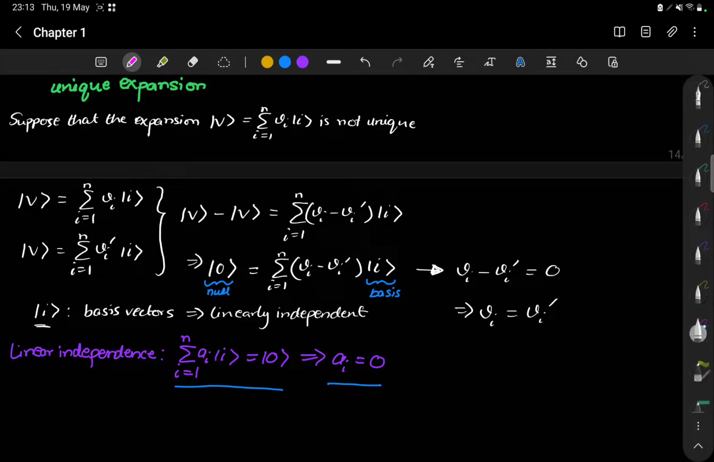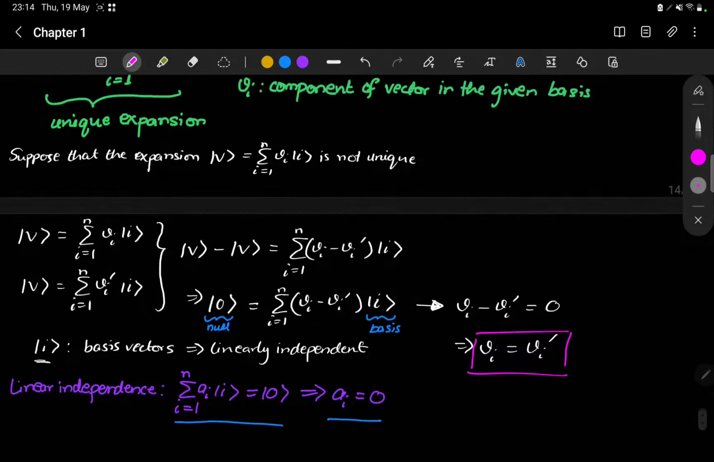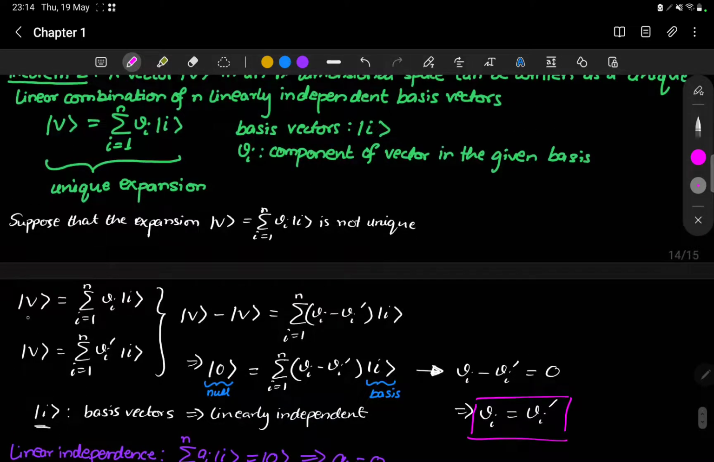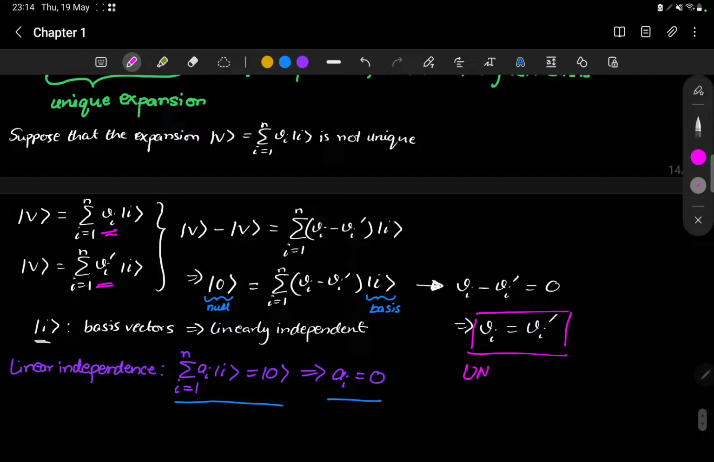Now this shows that we reach a contradiction, and that we would indeed need to have a unique expansion. So from here we have shown that we cannot have two separate expansions. vi over here is equal to vi prime. So we indeed have a unique expansion.